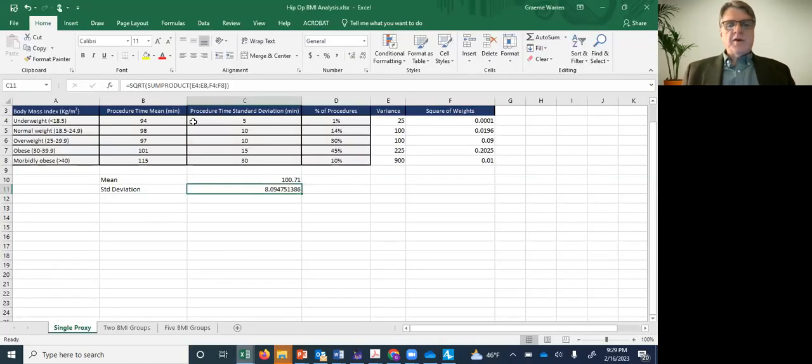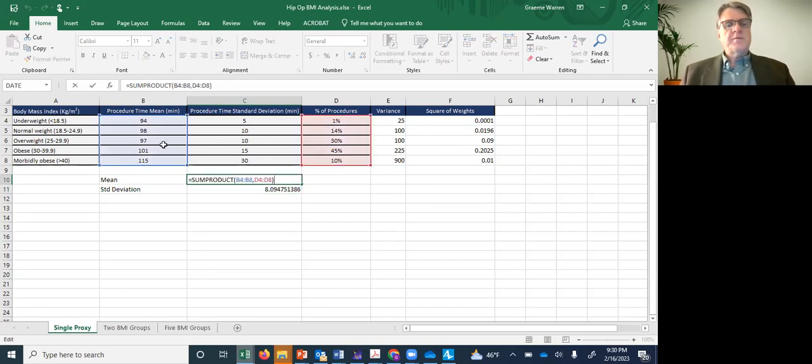What I've done is I've copied over the BMI information from the case. What I'm looking to do is create sort of a proxy customer here, and then have that proxy customer go through both tracks A and B. To get the mean, I just took the sum product of the procedure times and the weights.